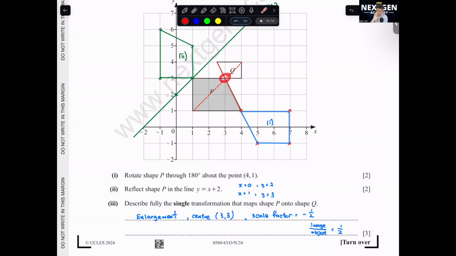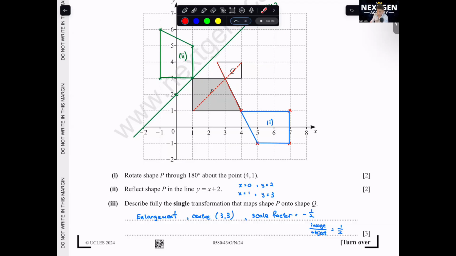The center is here. When the object and the image are on the opposite sides of the center, you look at the shape. One is like that, right? Can you see this shape is upside down of this? So why would this happen over here? It's because the scale factor is negative. So you have to understand the meaning of negative scale factor. Negative scale factor means the object and the image are on opposite sides of the center. You understand?